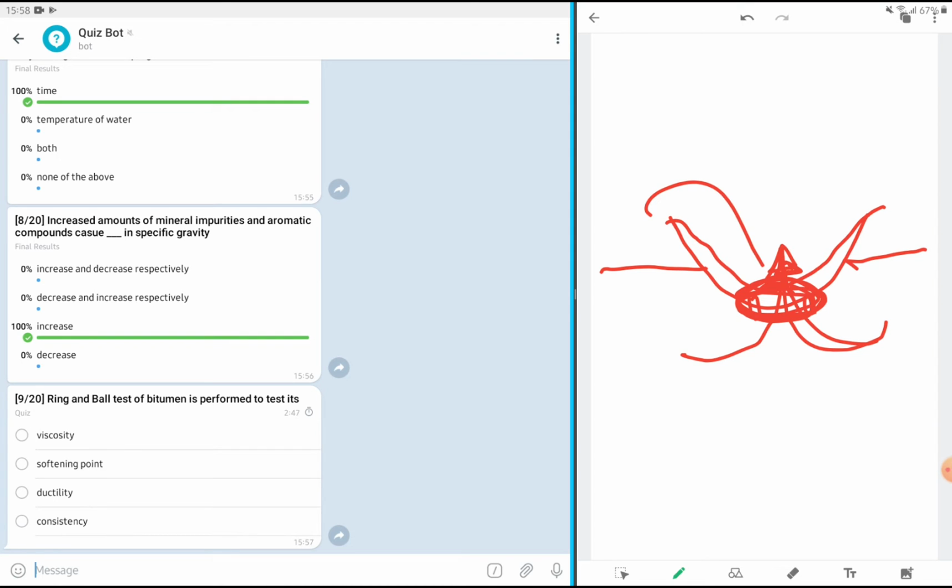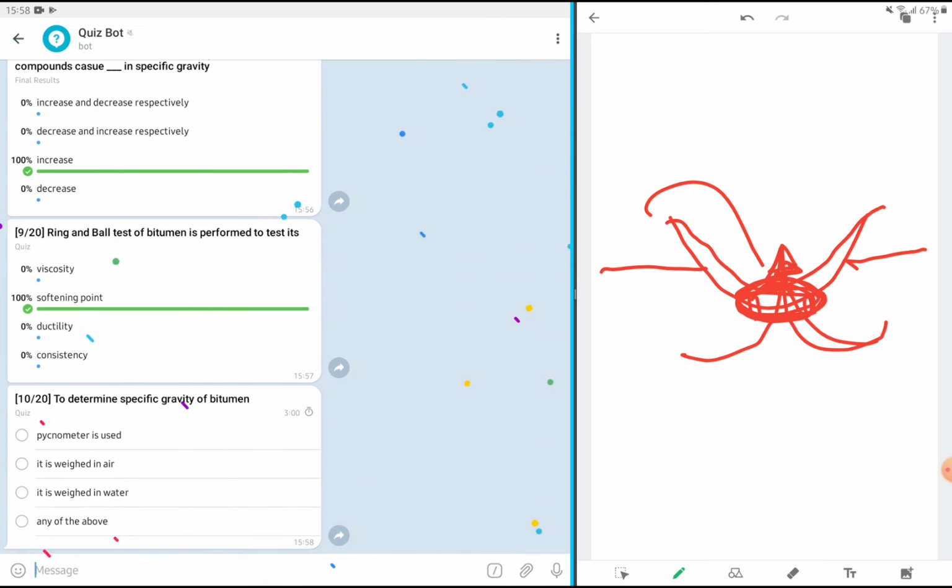Why are we conducting the ring and ball test? We are going to determine the softening point of bitumen by conducting this ring and ball test. In this test, a steel ball is placed on bitumen in a water bath, and the bath is heated at the rate of 5 degrees Celsius per minute. The temperature at which the ball touches the bottom of the apparatus is noted as the softening point for that bitumen sample. Generally for paving jobs, the softening point value ranges between 35 degrees Celsius to 70 degrees Celsius. This is the ring and ball test of bitumen. What we are testing is the softening point.